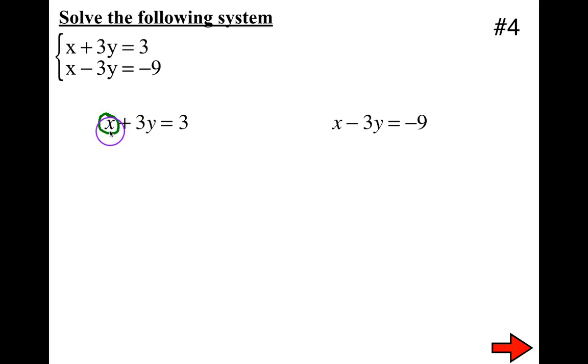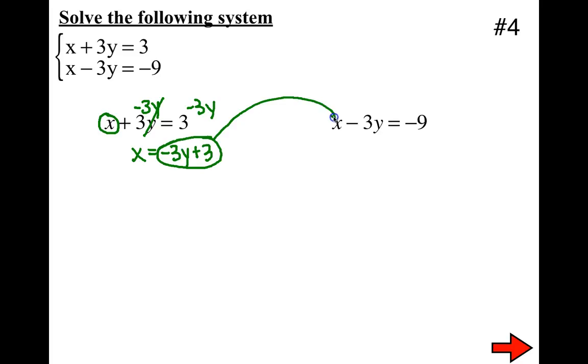In order to isolate x, I need to get rid of this positive 3y, so I'm going to subtract 3y from both sides, which leaves me with x equals negative 3y plus 3. Now that I know the value of a variable, which in this case is x, I'm going to go ahead and take this value and plug it in for x. So I'm going to take it to the next equation, which is right here. Instead of x, I'm going to go ahead and replace it with negative 3y plus 3.